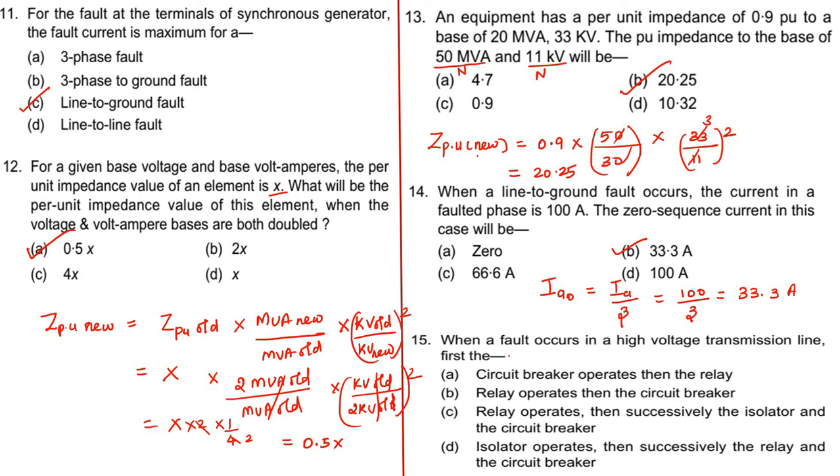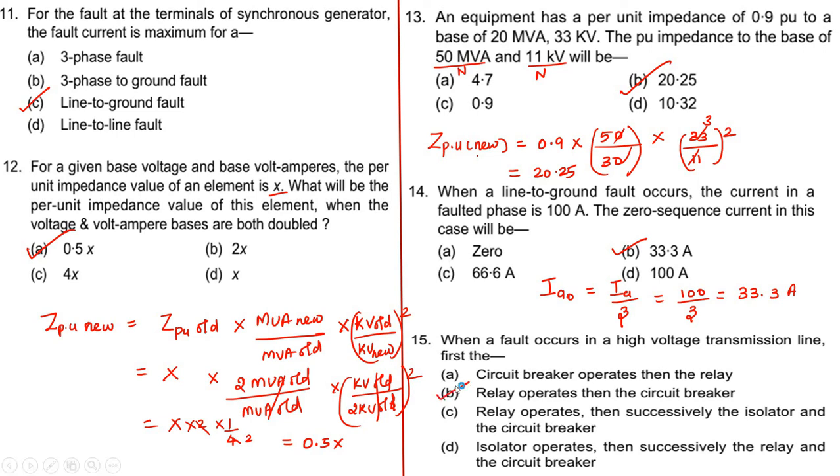Next, question number 15. When a fault occurs in a high voltage transmission line, first: A, the circuit breaker operates, then the relay; B, the relay operates, then the circuit breaker; C, the relay operates, then successively the isolator and the circuit breaker; D, the isolator operates and successively the relay and the circuit breaker. Option B is the correct answer.